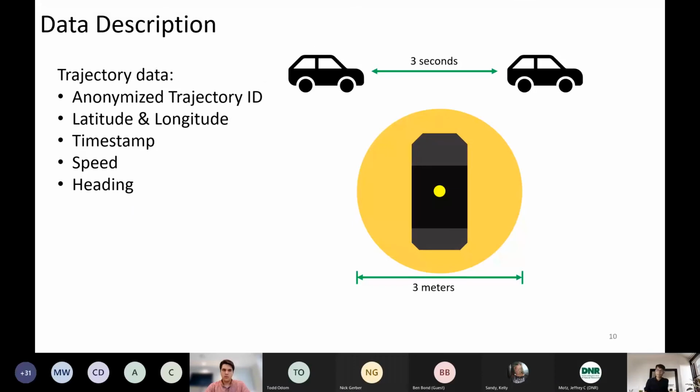So, a description of the connected vehicle data: what is it? It's anonymized data, and basically it gives us a trajectory of a vehicle in latitude and longitude, with a timestamp, speed, and heading, really what a vehicle does as it goes through the state of Indiana. The precision is 3 meters and 3 seconds temporal fidelity.